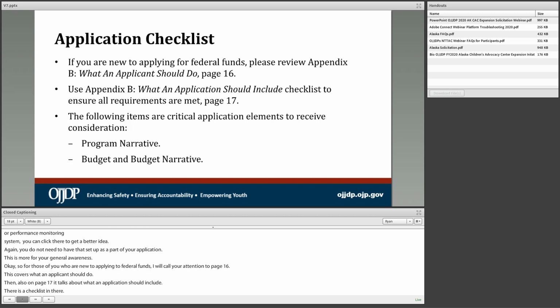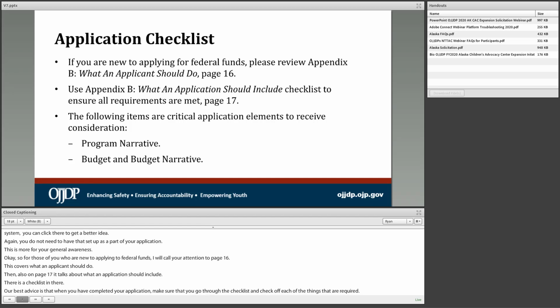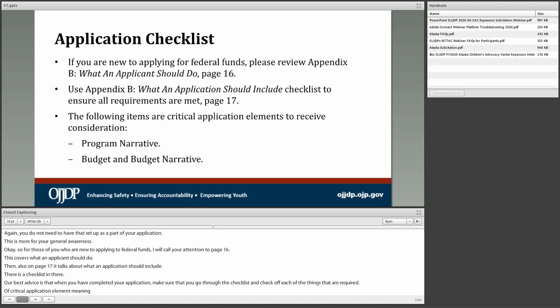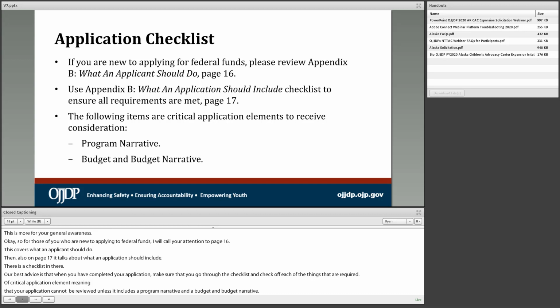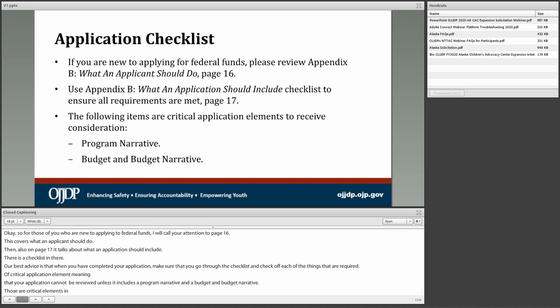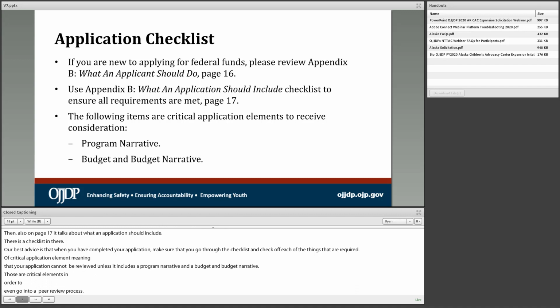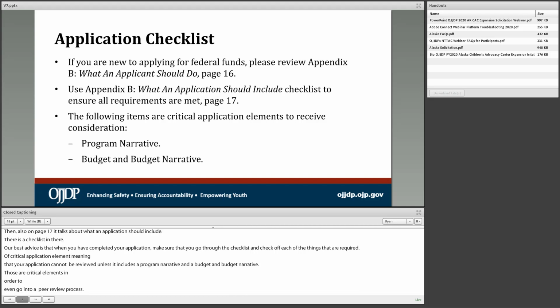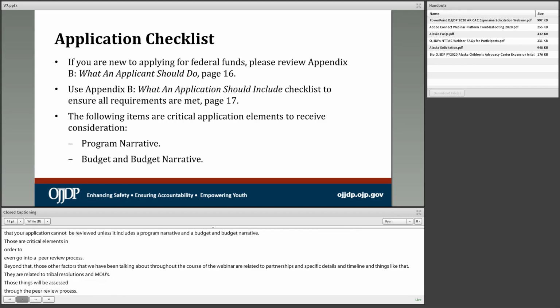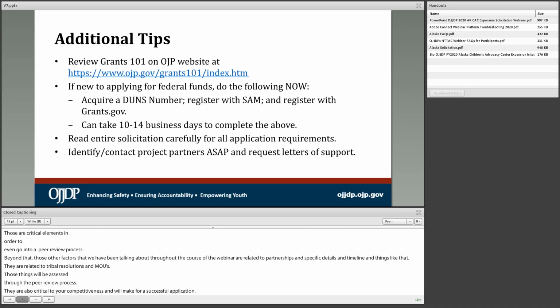Of critical application element, meaning that your application cannot be reviewed unless it includes a program narrative and a budget narrative. Those are critical elements in order to even go into a peer review process. And then beyond that, those other factors that we've been talking about throughout the course of the webinar related to partnerships and specific details and timeline and things like that, and tribal resolutions and MOUs, those things will be assessed through the peer review process and are also critical to your competitiveness that will make for a successful application. But these are called out specifically as considered basically an incomplete application without.